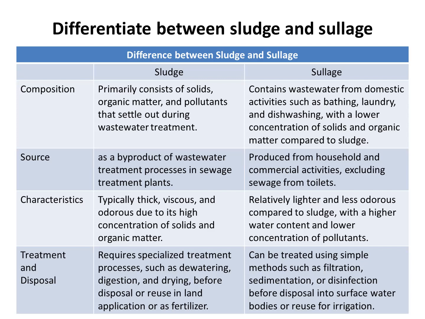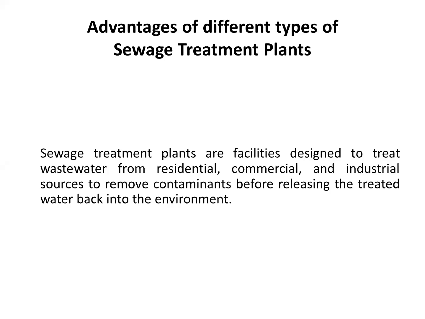Characteristics: sludge is thick, viscous, and odorous, while sewage is relatively lighter, less odorous compared to sludge, with higher water content and lower concentration of pollutants. Treatment and disposal is different. The sludge requires specialized treatment processes such as dewatering, digestion, and drying before disposal or reuse on land, while sewage can be treated using simple methods such as filtration, sedimentation, and disinfection.